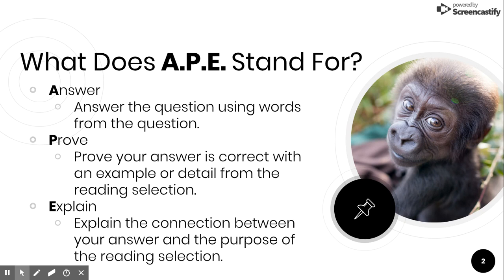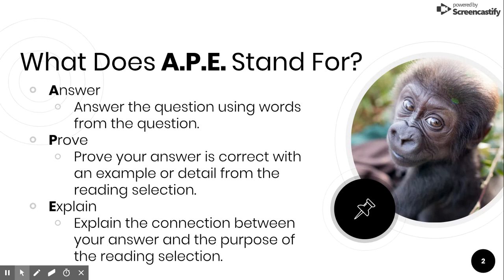Answer means to answer the question using words from the question. So you want to take portions of the question and use them to start your answer. That part should equal a sentence. Prove that your answer is correct with an example or detail from the reading selection. This could be an actual quote that you've taken from the reading, or paraphrasing from the reading, but it comes directly from it. Again, that's another sentence.